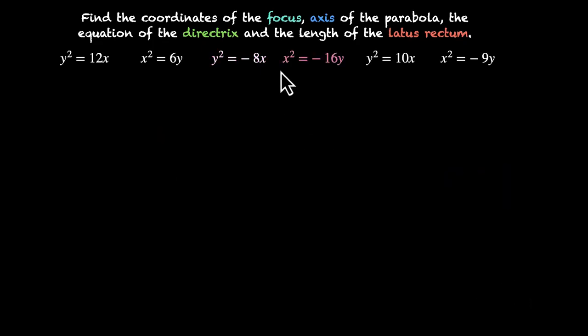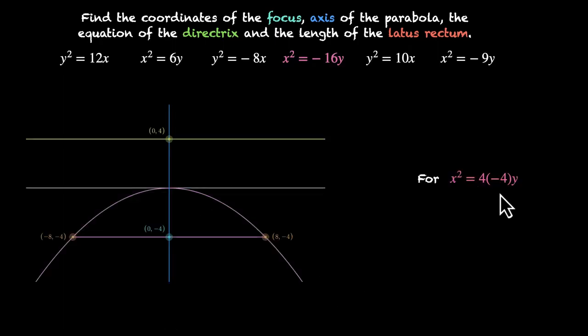Let's move on. x square equals -16y. We have a negative sign, so this parabola opens downwards. This becomes the parabola. And if you look at the value of a here, that's -4, which means the focus is going to be (0, -4). So 4 units down, which means the directrix is 4 units above the x-axis. Length of the latus rectum, this is 4, this is 4, so 8. Double of that is going to be 16.